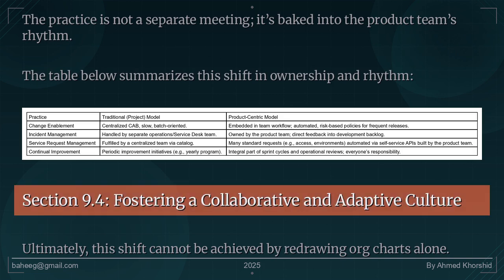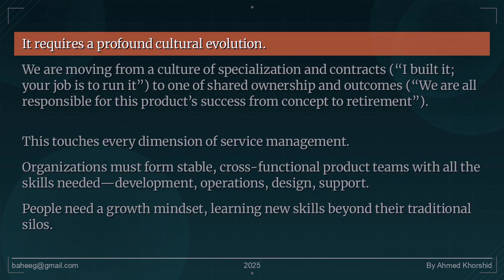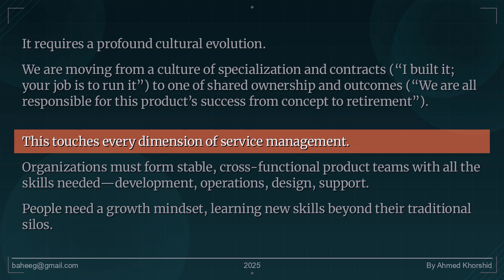Section 9.4. Fostering a collaborative and adaptive culture. Ultimately, this shift cannot be achieved by redrawing org charts alone. It requires a profound cultural evolution. We are moving from a culture of specialization and contracts, "I built it, your job is to run it," to one of shared ownership and outcomes: we are all responsible for this product's success from concept to retirement. This touches every dimension of service management.